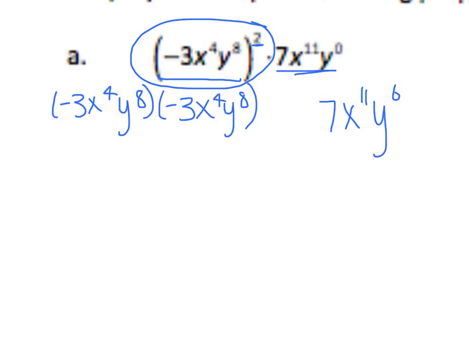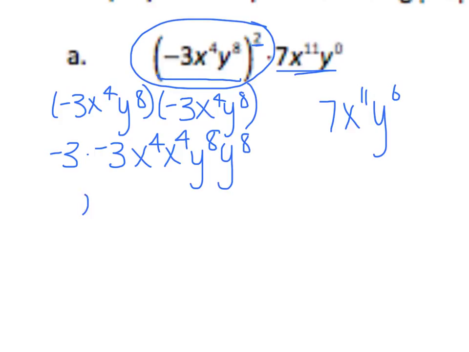Okay, so I'm going to put together what is similar. So I have negative 3 times negative 3, x to the 4th, x to the 4th, y to the 8th, y to the 8th. I have 9 x to the 8th, y to the 16th. Again, you can by all means distribute this too and say negative 3 squared and then multiply all of those. It gets tricky when we get to level 3s. So that's why my suggestion is to write it out and then match everything up.